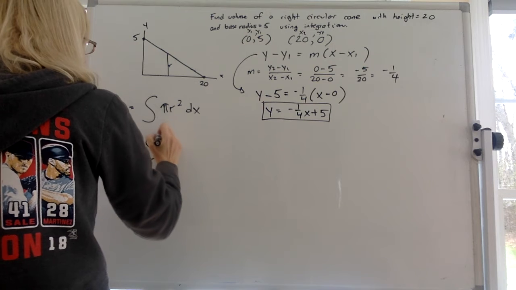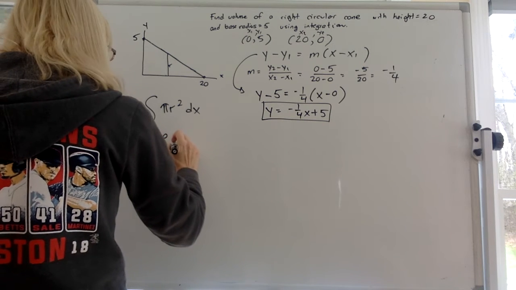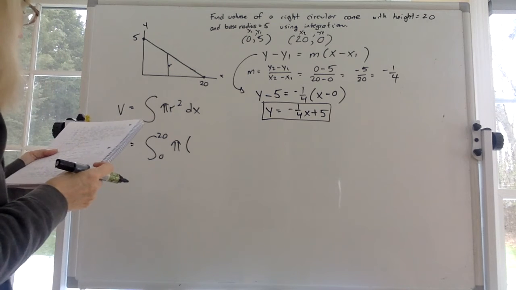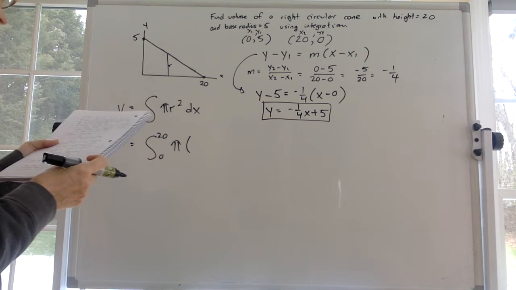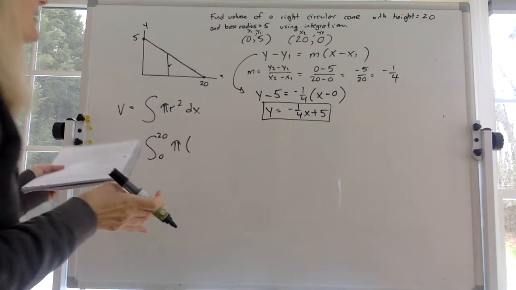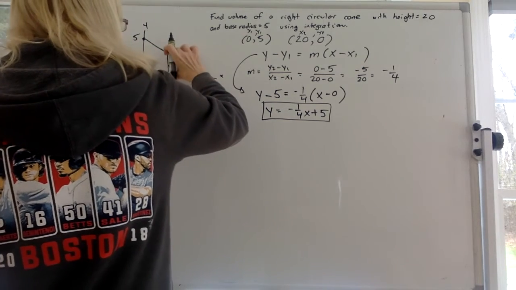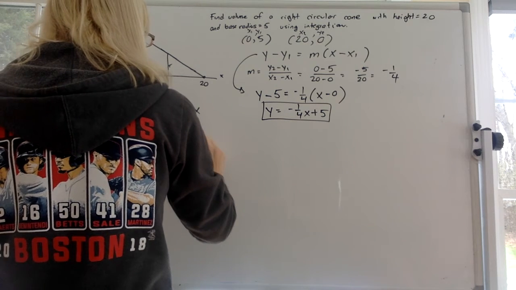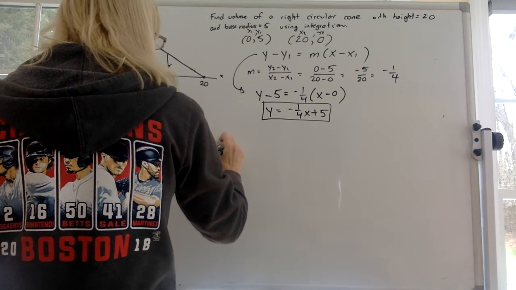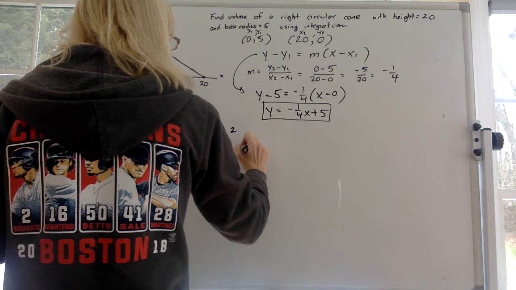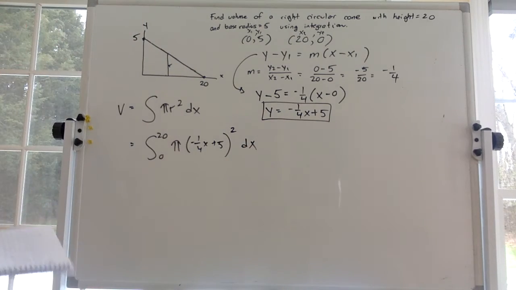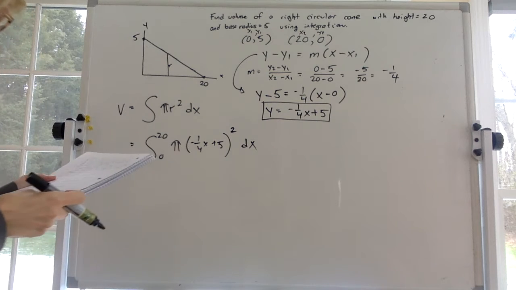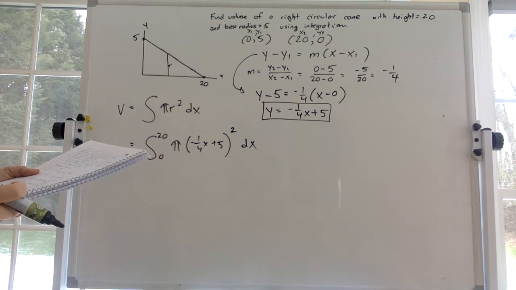So now let's plug in everything we know. We know x is going from 0 to 20. We know pi is pi. We know r. What is r? R is the distance to that line. It's the equation of the line. That's right. That's what that distance is. It's minus 1/4 x plus 5. But don't forget it's squared, dx. Okay. So that's what r is. It's the distance to the line. Any particular line. I mean, any particular disk. That's what the r is.